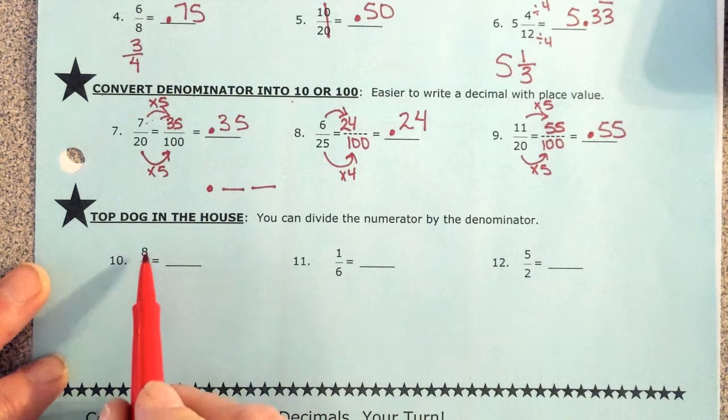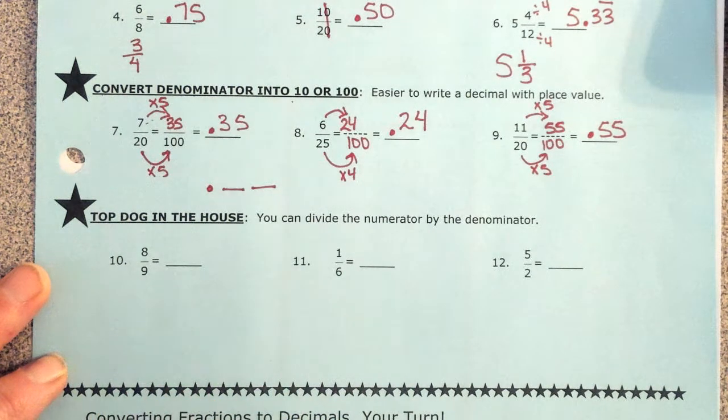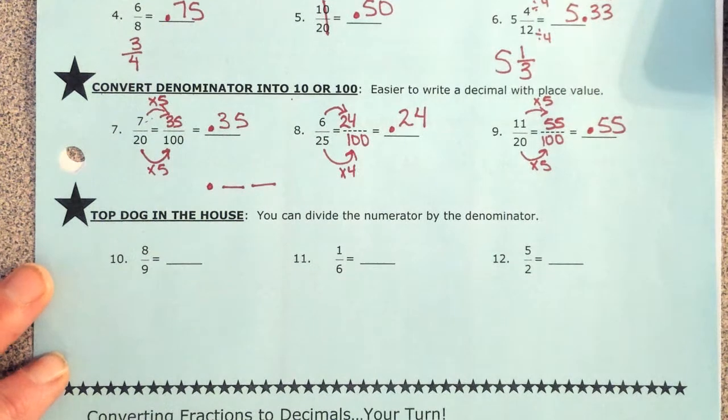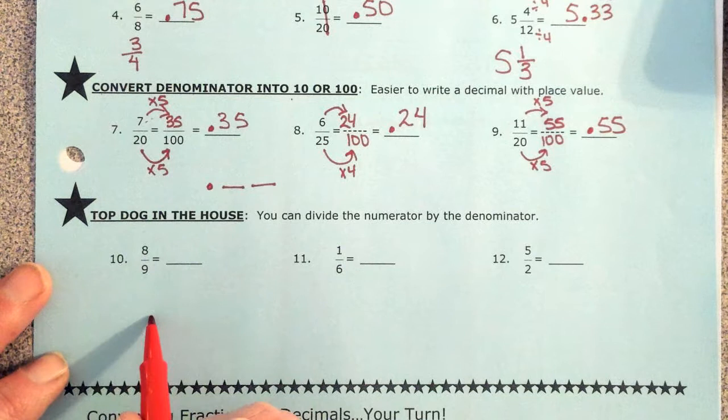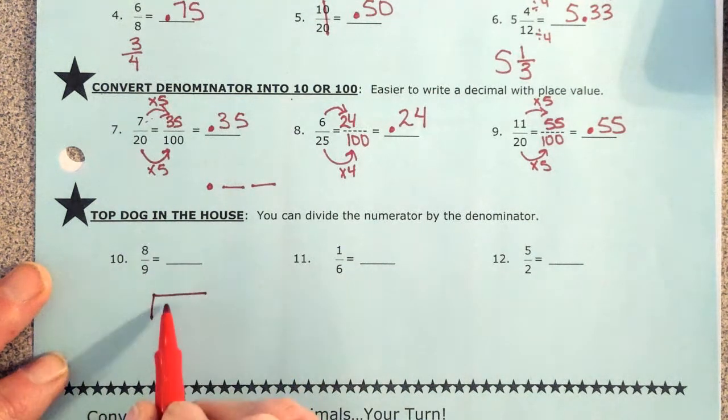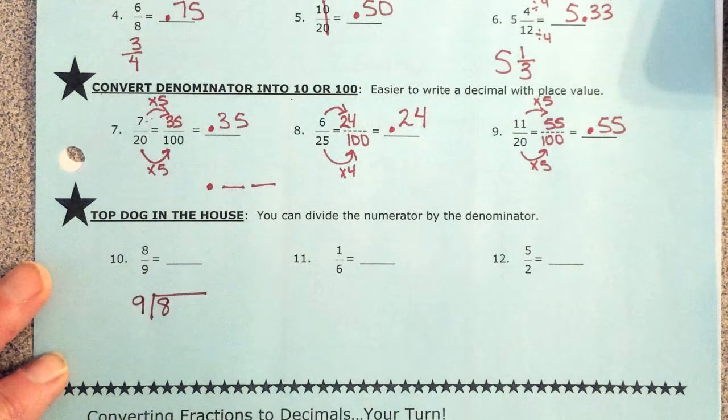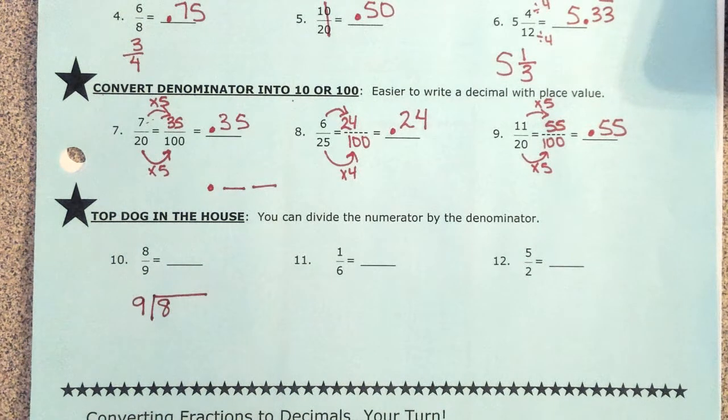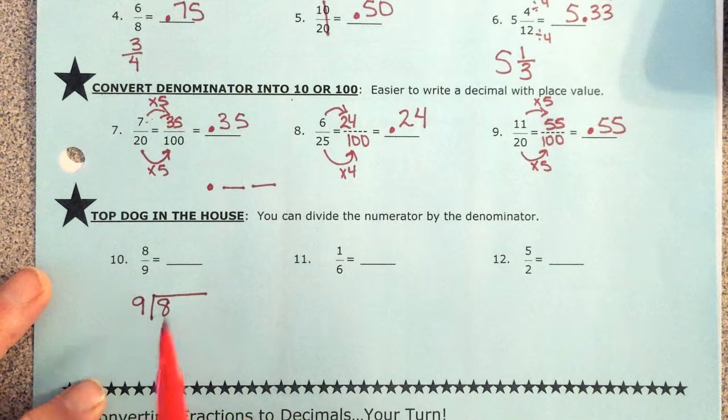So 8 over 9, I don't know that benchmark. It's not one of them. I can't reduce it. I can't make it go to 10 or 100, so I simply do a dividing house. The 8 goes inside, and the 9 goes outside. So 9 can't go into 8.